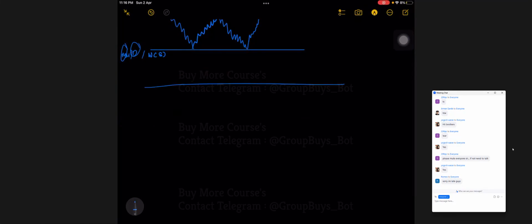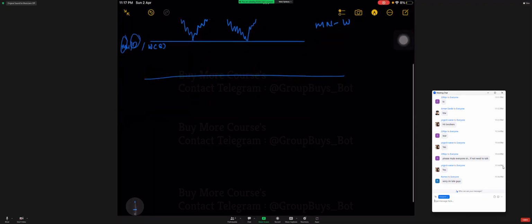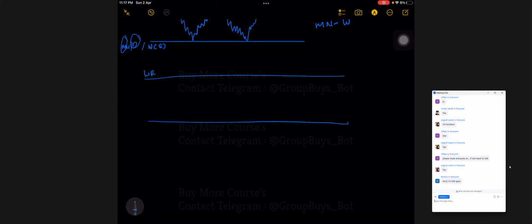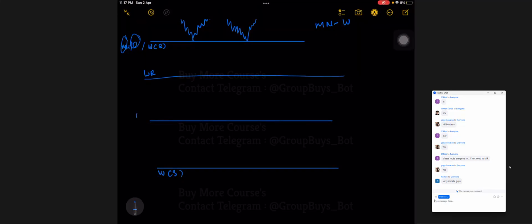So if weekly is the higher frame, then daily is the one below it, and if monthly, then weekly. Okay, for example, I draw for you guys. I use weekly resistance and weekly support. I want you guys to imagine the middle one is daily.